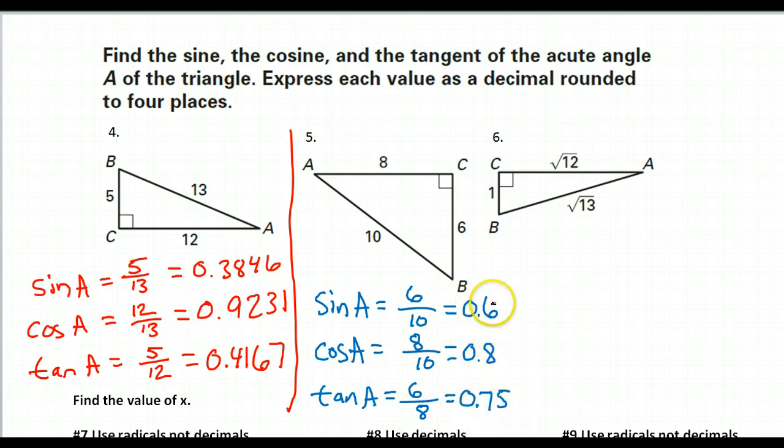So these decimals just end. I could put some zeros on the end of here to make it be 4 decimal places, but these are not rounded. Those are exact values. So that's number 5. Let me draw a line.